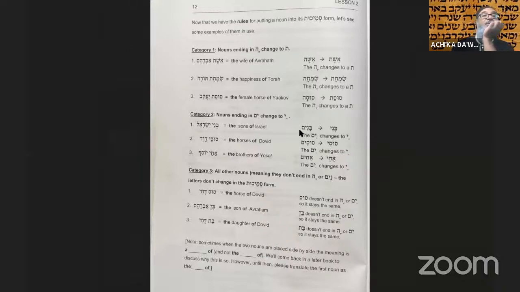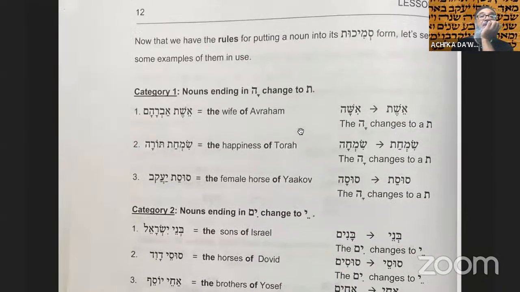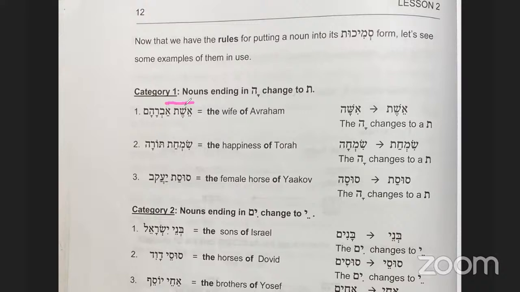Moving along. Now, here's the deal. Now that we have the rules, because those are the 2 rules for putting nouns into their semi-coup form, let's see some examples. So somebody tell me what they're looking for and what happens on line number 1. Somebody explain what you see.